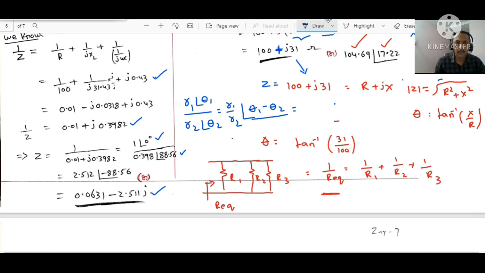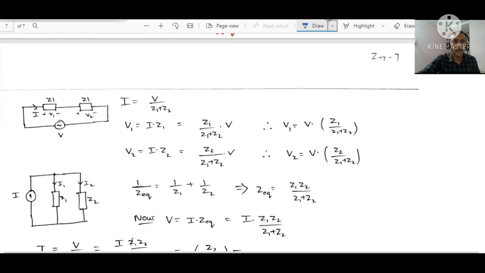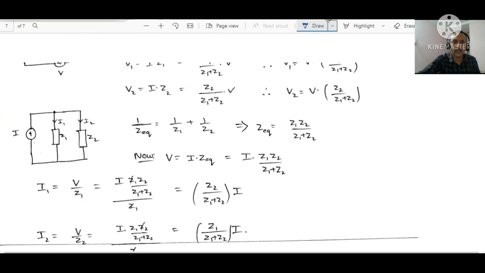Instead of multiplying the numerator and denominator with some other term, you express the numerator in polar form and the denominator also in polar form. Now you know one basic rule: R1 at an angle theta 1 by R2 at an angle theta 2 equals R1 by R2 at an angle theta 1 minus theta 2. Once you get the polar form, then convert it back to the rectangular form. This is also okay. So these are all the basics with respect to the impedance.